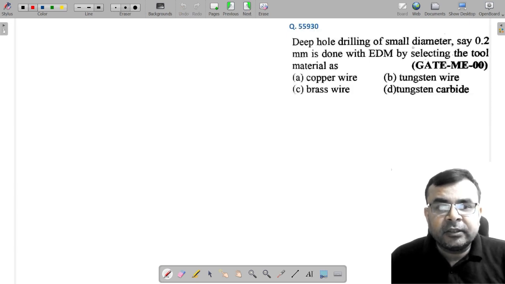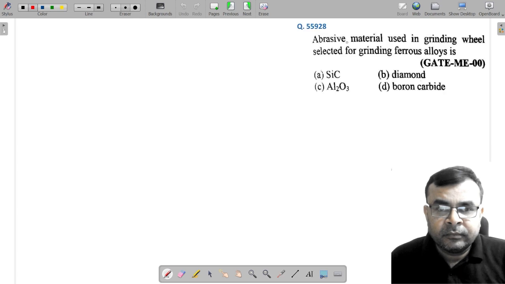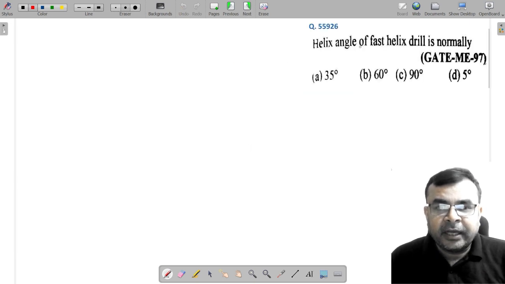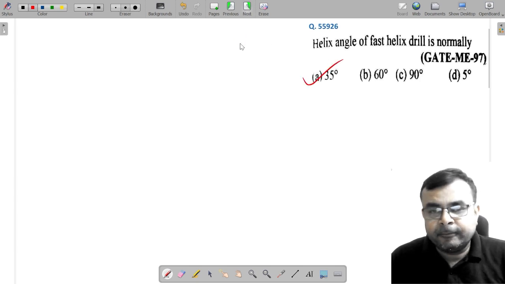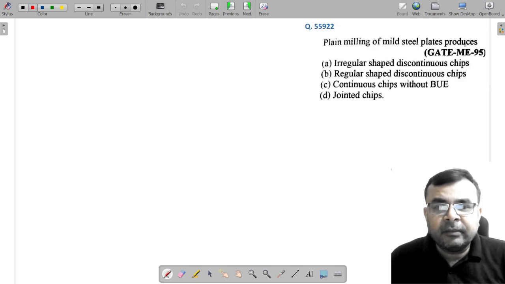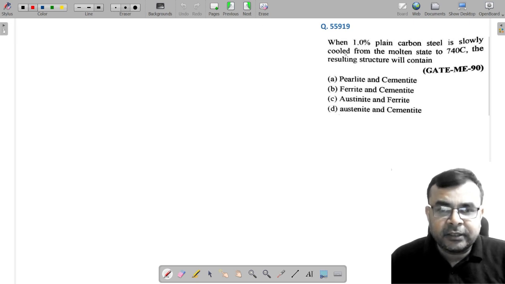Deep hole drilling of a small diameter, say 0.2 millimeter, is done with EDM by selecting the tool material, that is copper wire. Abrasive material used in grinding wheels for grinding ferrous alloys, I already told you, is aluminum oxide. Helix angle for a fast helix drill is normally 35°. Plain milling of mild steel plate produces regular shape discontinuous shapes. Why discontinuous shapes? This is an interrupted cutting process, so we always get discontinuous shapes.